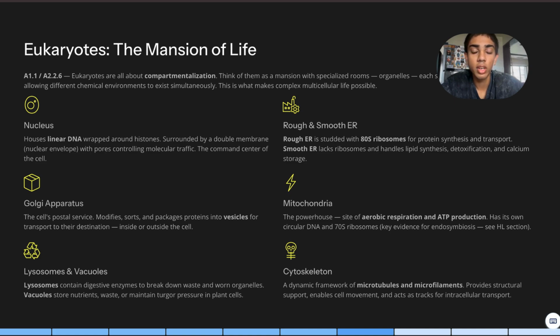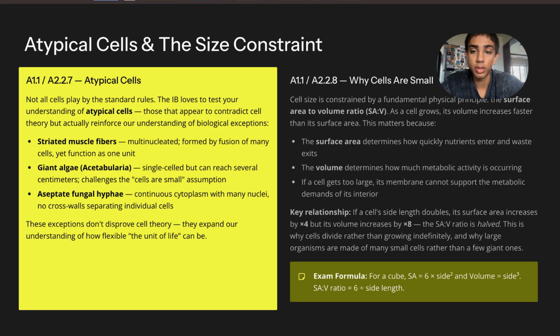Moving to multicellular eukaryotes, we see major structural variations. Plants have rigid cell walls made of cellulose, contain chloroplasts, and feature a massive central vacuole. Fungi also have cell walls, but they are made of chitin, and they never have chloroplasts. While animals completely lack a cell wall, allowing them to change shape, and they only use small temporary vesicles instead of large vacuoles. But biology loves exceptions, and there are atypical cell structures that challenge standard cell theory.